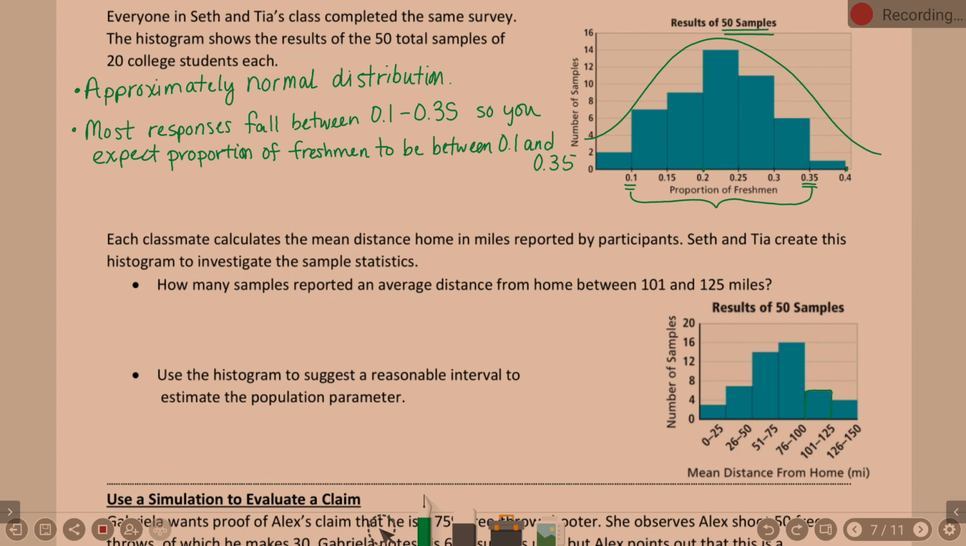Then the last comment I'm going to write is about Seth and Tia. So that middle one got lengthy there. Most responses were falling between 0.1 and 0.35, so you can expect the proportion of freshmen to be between 0.1 and 0.35. And then that takes us to Seth versus Tia. Seth's result is better than Tia's result.